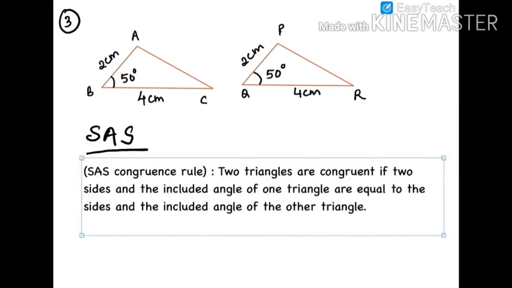So according to SAS congruence rule, two triangles are congruent if two sides and the included angle of one triangle are equal to the sides and included angle of the other triangle.